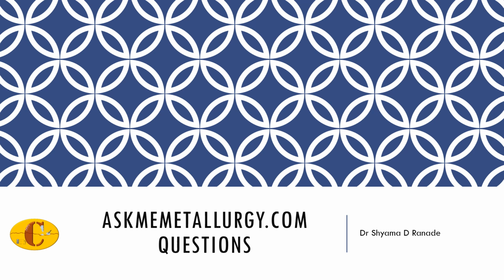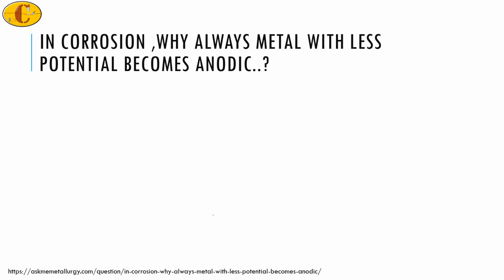So this video is one of the series where I will use this medium to answer the questions. The first question that I'll answer is, in corrosion, why does the metal with less potential always become anodic?